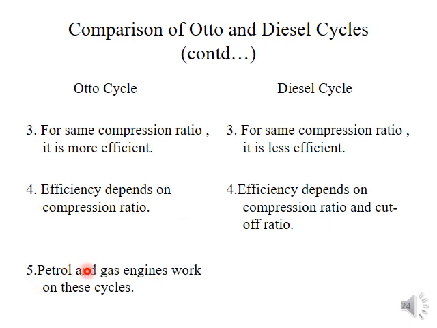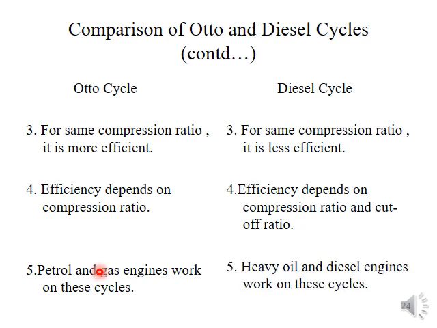So the Otto cycle is used only for petrol and gas engines, which work on this cycle, whereas the diesel engine works on heavy oil, and the diesel engine works on the diesel cycle.